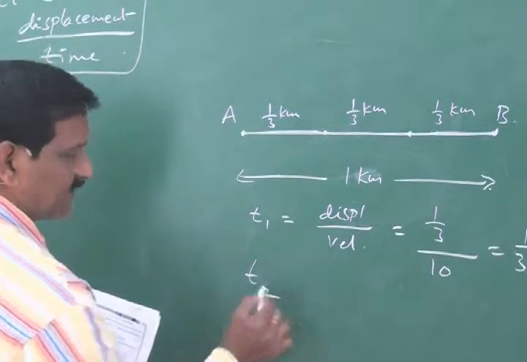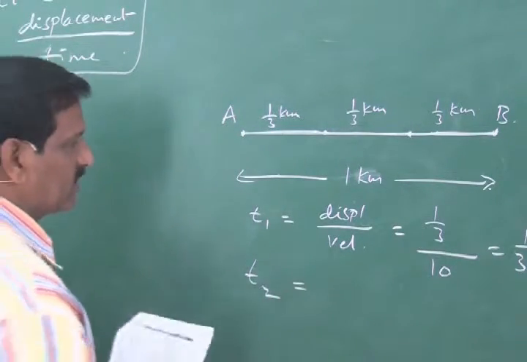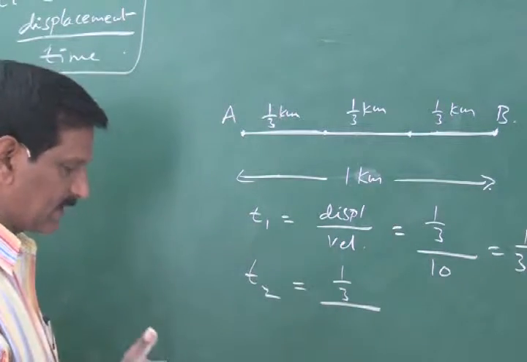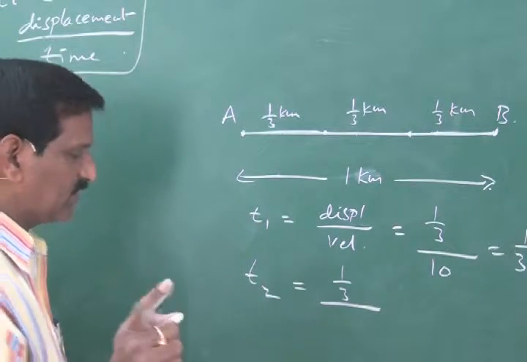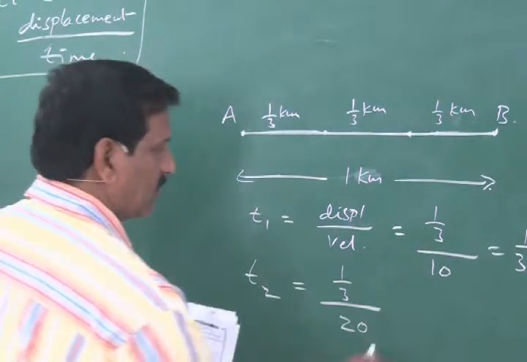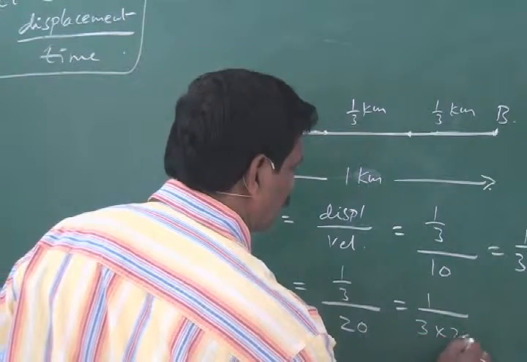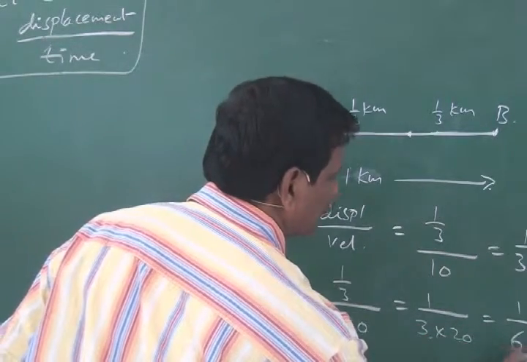Similarly, for the second 1/3 distance, the time taken is displacement 1/3 by velocity. In the second case, velocity is given as 20 kilometer per hour. Hence T2 is equal to 1/3 into 1/20, that is 1/60 hour.